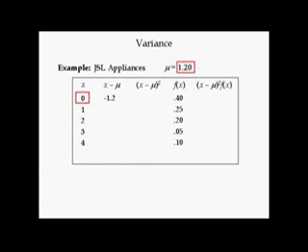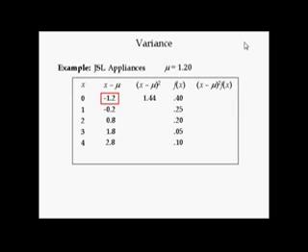The first deviation from the mean is equal to 0 minus 1.2, which equals negative 1.2. The second deviation from the mean is equal to 1 minus 1.2, which equals negative 0.2. The third deviation from the mean is equal to 2 minus 1.2, which equals 0.8. The fourth deviation from the mean is equal to 3 minus 1.2, which equals 1.8. The fifth deviation from the mean is equal to 4 minus 1.2, which equals 2.8.